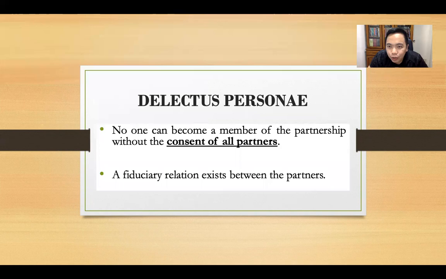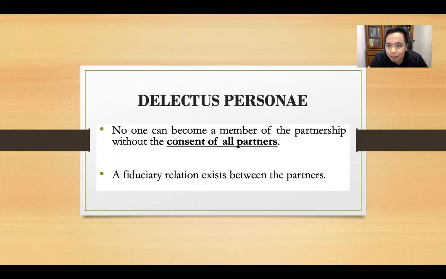Okay, class. Itong doctrine of delectus personae, anong ibig sabihin nito, class? Kasi class, ang partnership, as compared to a corporation, before a partner is admitted to a partnership, pinipili siya. Kailangan lahat ng partners pumayag na maging partner siya. Iyan ang sinasabi nating delectus personae. The personal qualifications, the personal characteristics of a partner are considered before he is admitted to the partnership. A fiduciary relation exists between the partners.